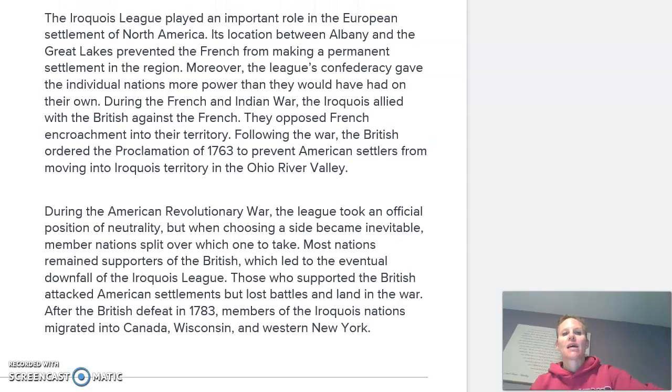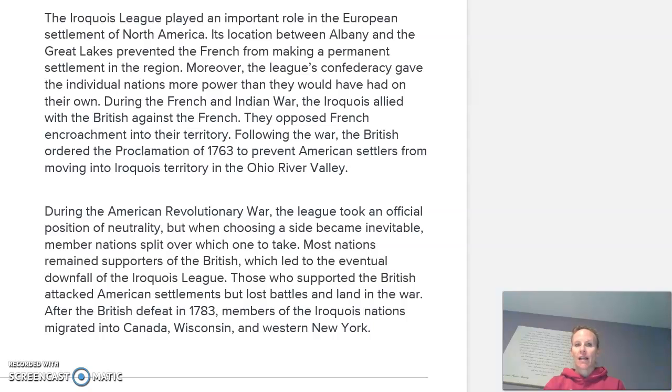Okay. The Iroquois League played an important role in the European settlement of North America. Its location between Albany and the Great Lakes prevented the French from making a permanent settlement in the region. Moreover, the League's confederacy gave the individual nations more power than they would have had on their own. During the French and Indian War, the Iroquois allied with the British against the French. They opposed French encroachment into their territory.